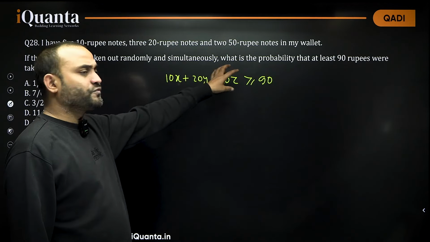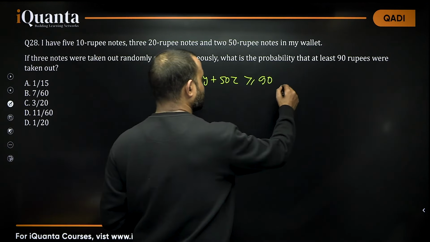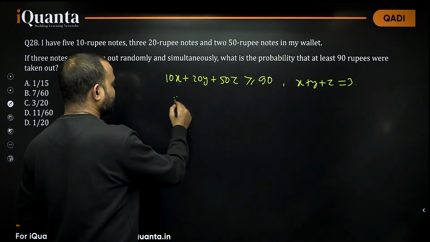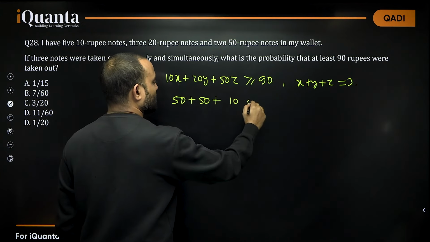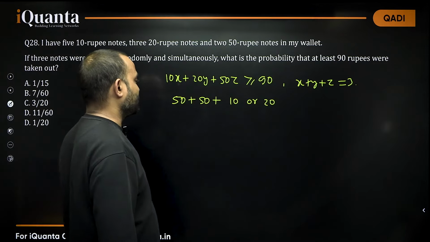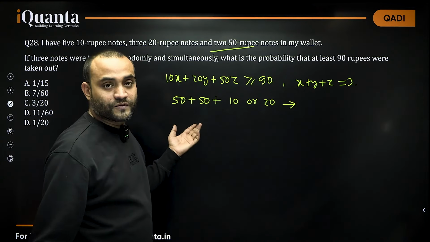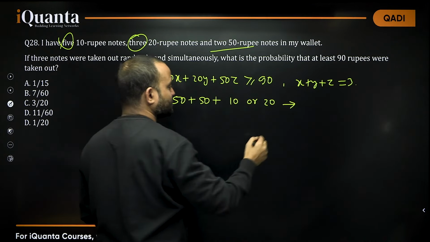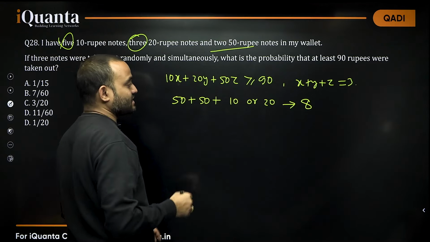See, if you don't include 50, then in 3 notes it's not possible to achieve at least 90, right? So what are the possibilities? I can take 50 twice, 50 plus 50, and then any of 10 or 20, and this will be greater than or equal to 90. So number of ways this can be done: there are 2 50-rupee notes and we are taking 2 50-rupee notes. It can be done in only one way. Rest we have 3 plus 5, 8 notes. So out of 8 I can choose any one. So there are 8 ways of doing this where the sum is greater than or equal to 90.